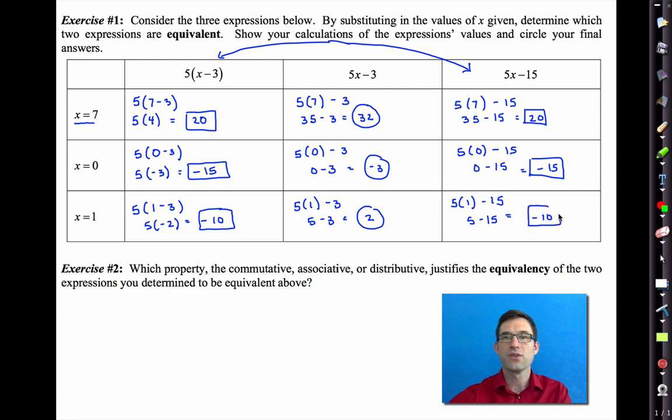So what we see in this table is that at least for these three x values, the first expression and the third expression give exactly the same values for those inputs, giving us a really good sense that the first and the third expressions are equivalent. But exercise 2 asks us, which property, the commutative, associative, or distributive, justifies the equivalency of these two expressions that you determined to be equivalent above? So think about that. Which of those things can justify that those two expressions are the same?